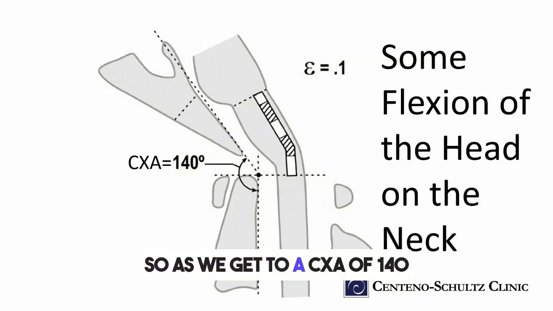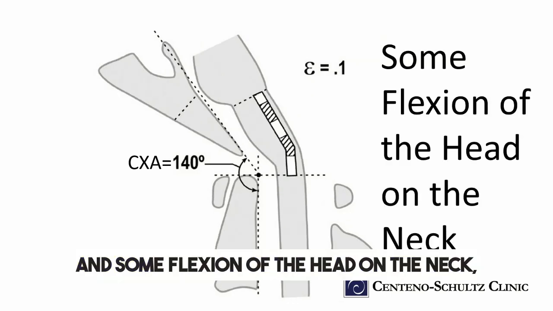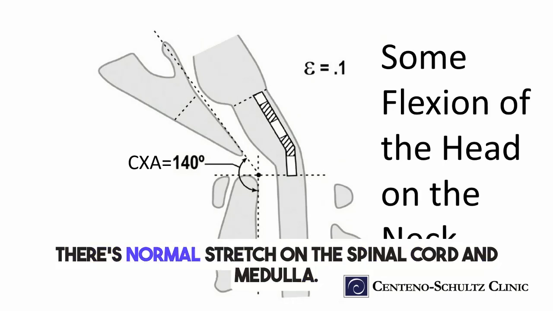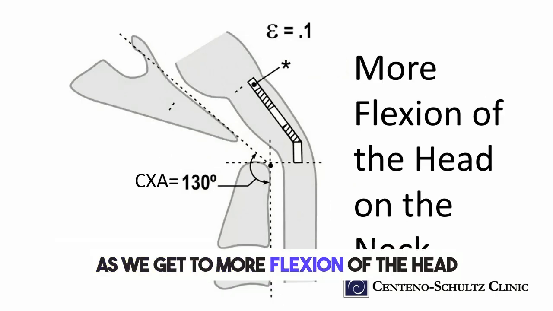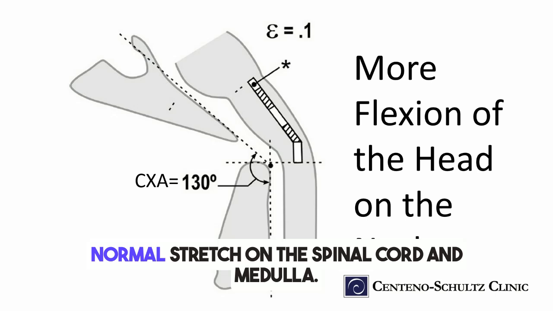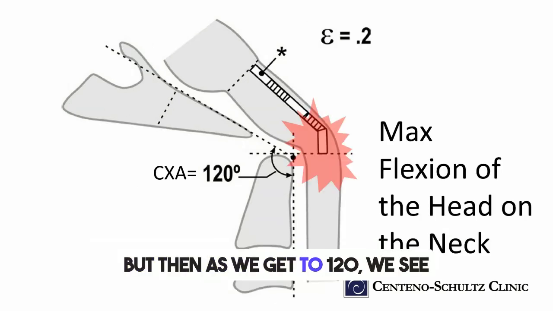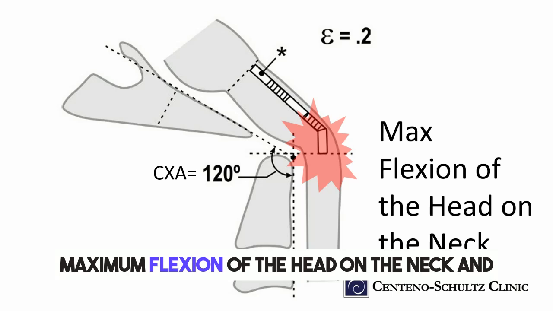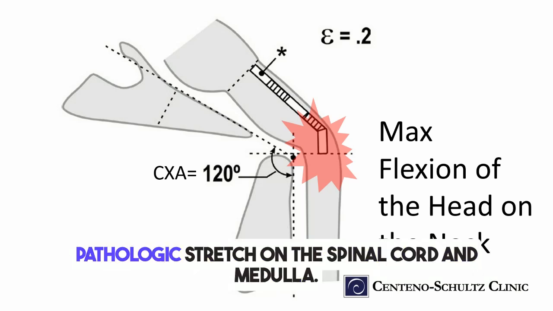So as we get to a CXA of 140 and some flexion of the head on the neck, there's normal stretch on the spinal cord and medulla. As we get to more flexion of the head on the neck and a CXA of 130, still normal stretch on the spinal cord and medulla. But then as we get to 120, we see maximum flexion of the head on the neck and pathologic stretch on the spinal cord and medulla.